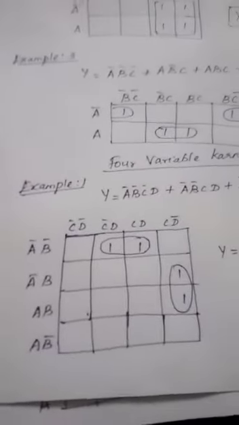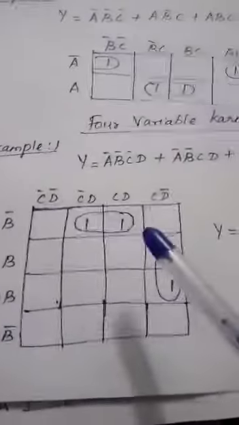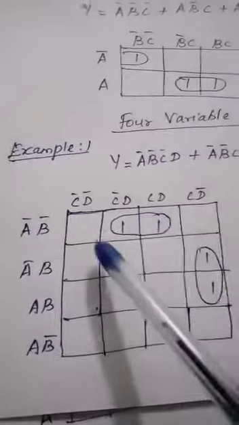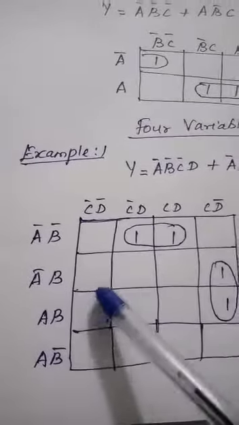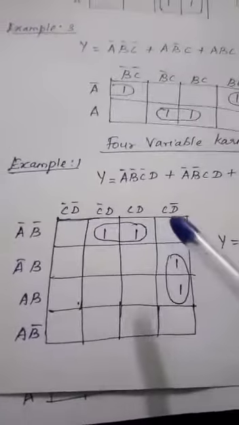Okay, so now we are going to see the 4 variable Karnaugh map. I already told you, in the 4 variable Karnaugh map we have 4 variables, that is A, B, C and D. So here is the graphical representation of the 4 variable Karnaugh map. Here we have the cells represented as A bar, B bar, A bar, B, AB and AB bar, and horizontally C bar, D bar, C bar, D, CD and CD bar.